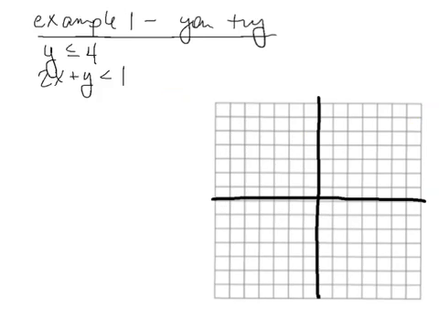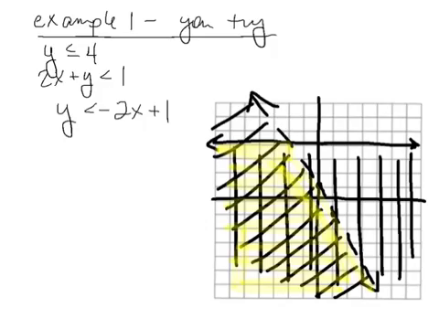Another you try, notice you have y is less than or equal to 4. Remember if that's vertical or horizontal. In the second equation you have to put it in slope-intercept form. And there's your answer. Y is less than or equal to 4 is a horizontal solid line, shading everything underneath.